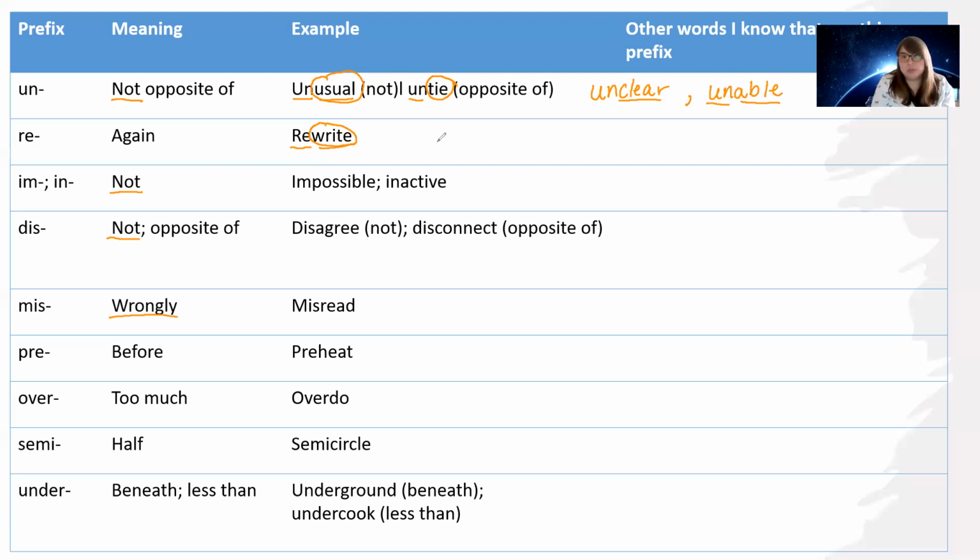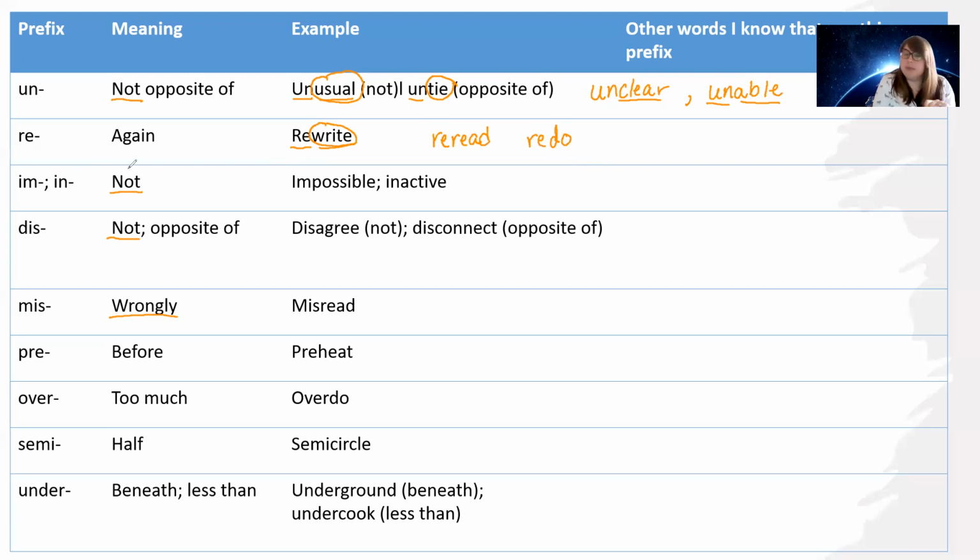So re is actually a really common prefix for things that have to do with learning because we know that the more we do something, the easier something gets. So we can use a word like reread, meaning to read again, or redo, meaning to do something again. So this is actually one of our most common education words, our education prefixes.